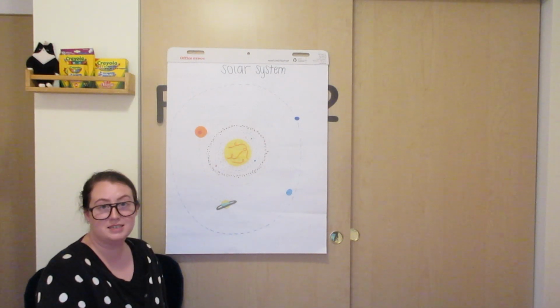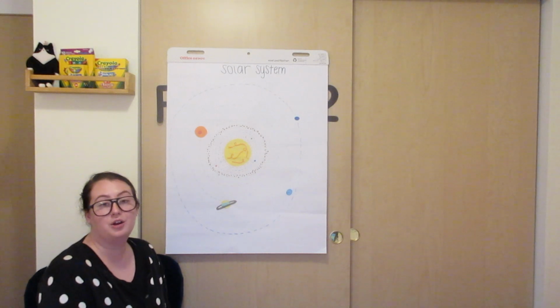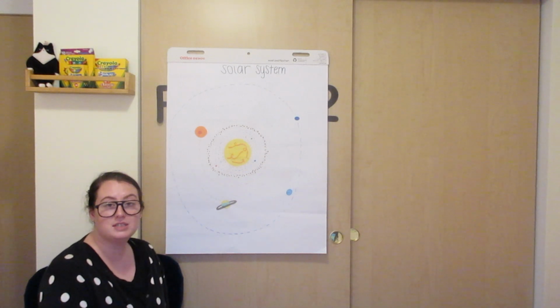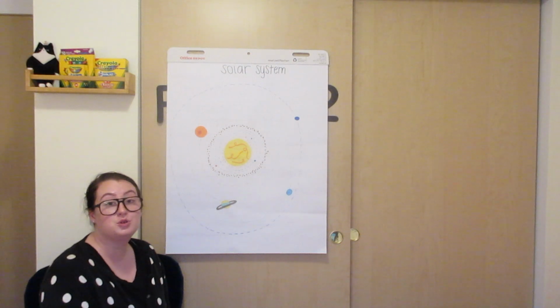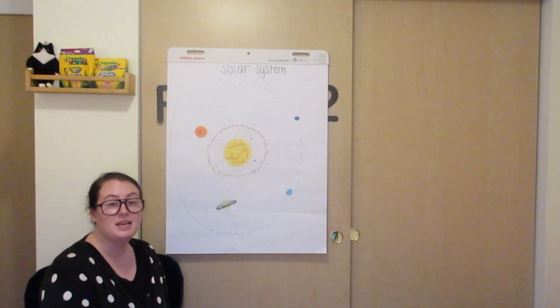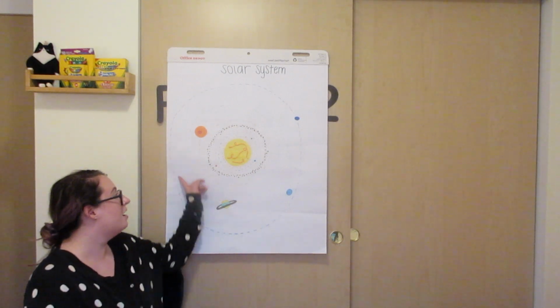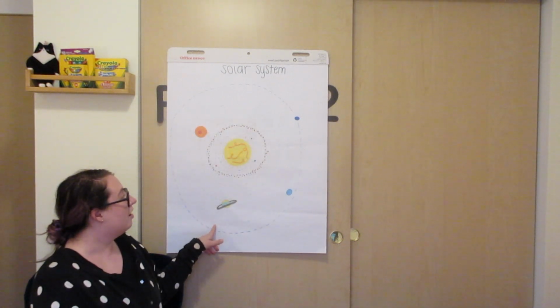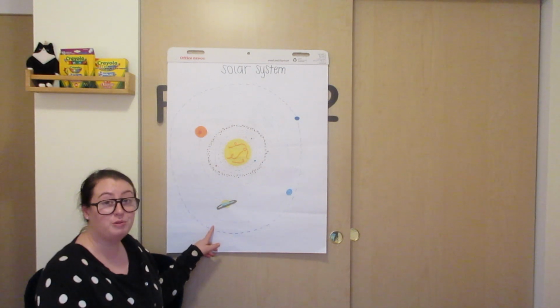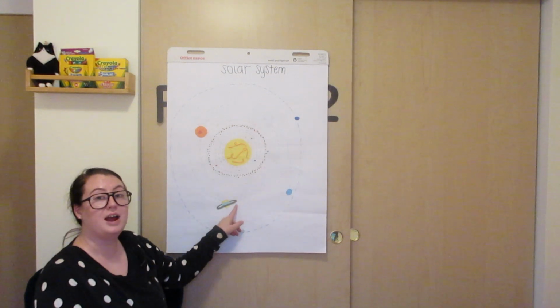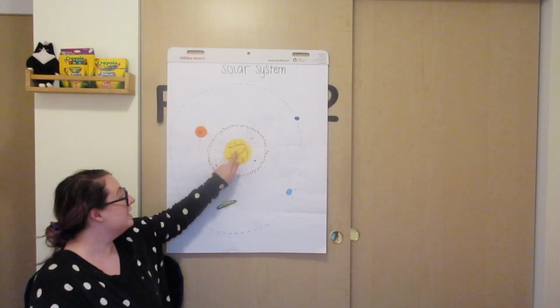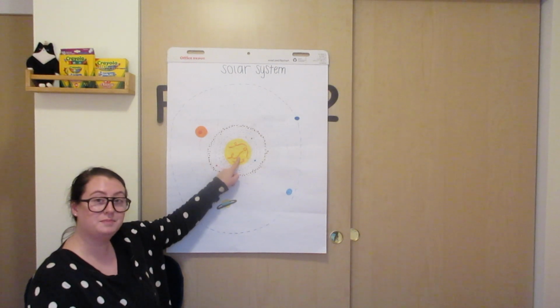The solar system is where our Earth is. The solar system is a system of planets that move around the sun. Solar means sun. So our solar system is a system that moves around the sun. All of our planets, including the Earth we live on, move in circles or ovals around the sun. In the middle, we have the sun.